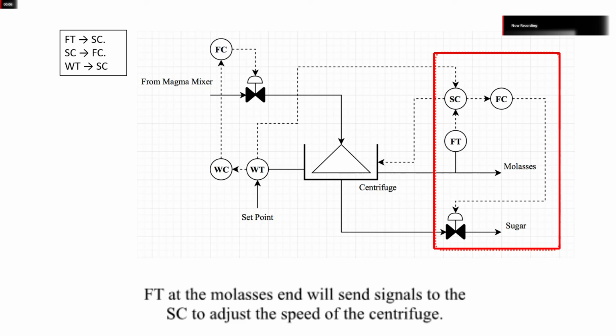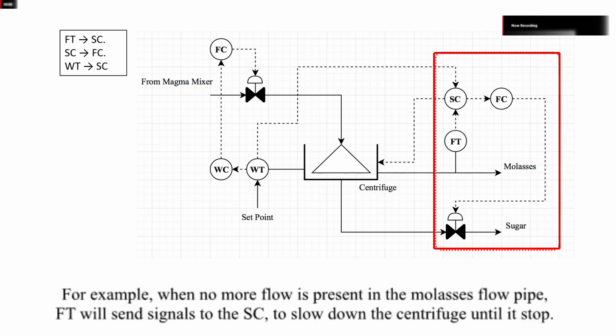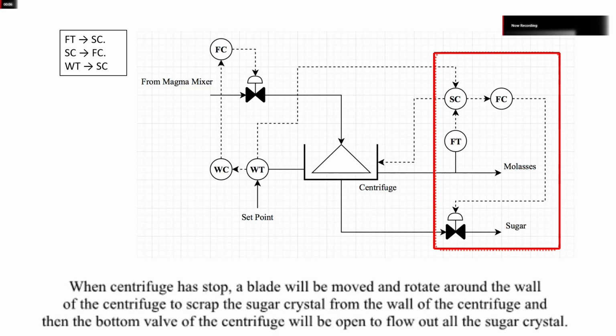The flow transmitter at the molasses outlet pipe will send a signal to the speed controller to adjust the speed of the centrifuge. For example, when no more flow is present in the molasses flow pipe, the flow transmitter will send a signal to the speed controller to slow down the centrifuge until it stops.